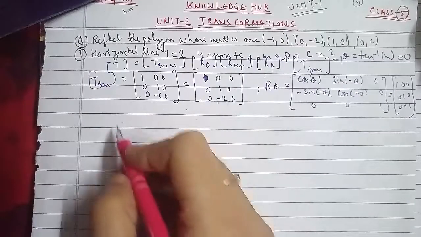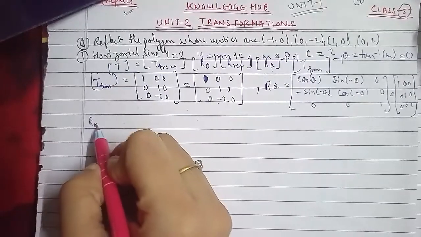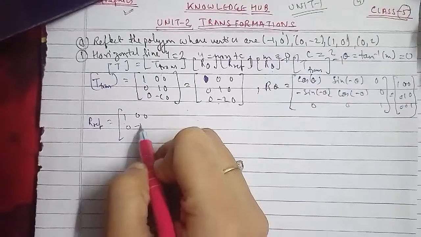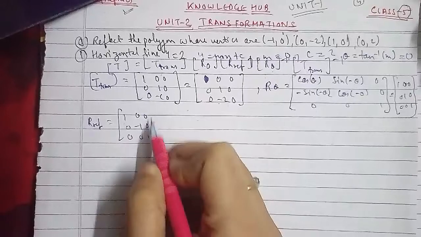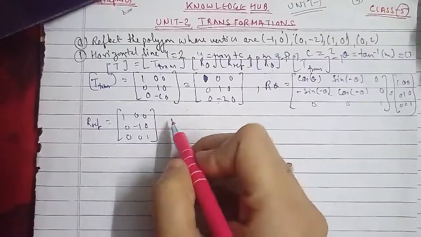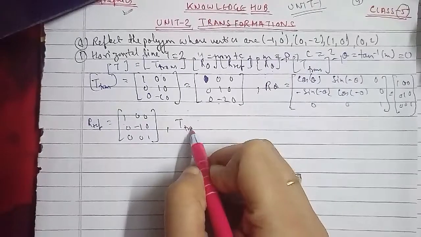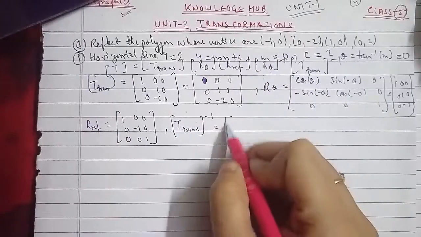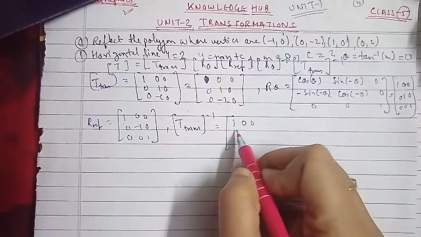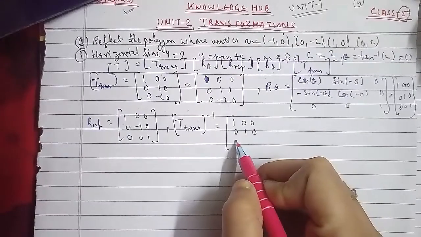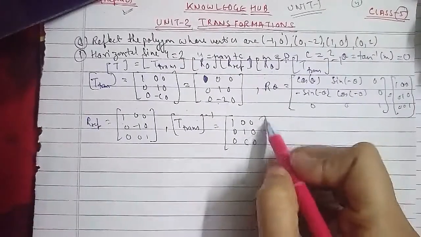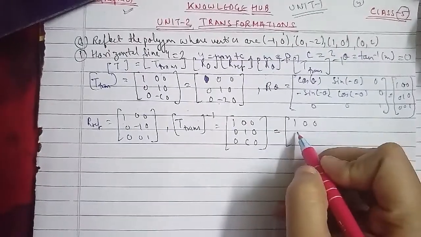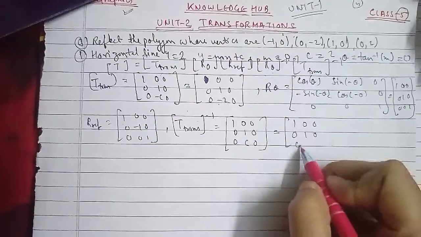Now for the R reference, we'll find it out here, as R reference equals to 1 0 0, 0 minus 1 0 and 0 0 1. So this is what we found. For the another one, that is T trans inverse, which is equals to 1 0 0, 0 1 0, 0 3 0. So we'll put the value of c here, that is we had found 1 0 0, 0 1 0 and 0 2 0 here.